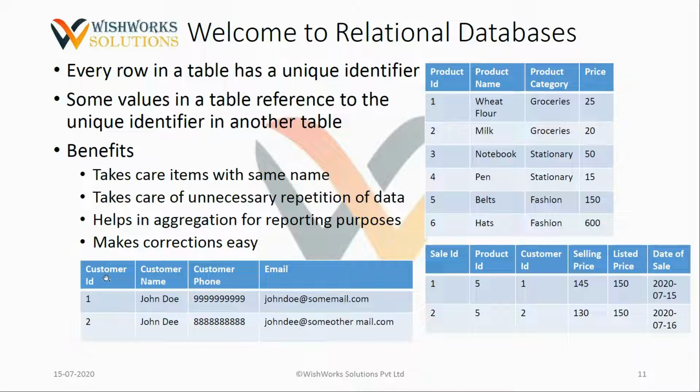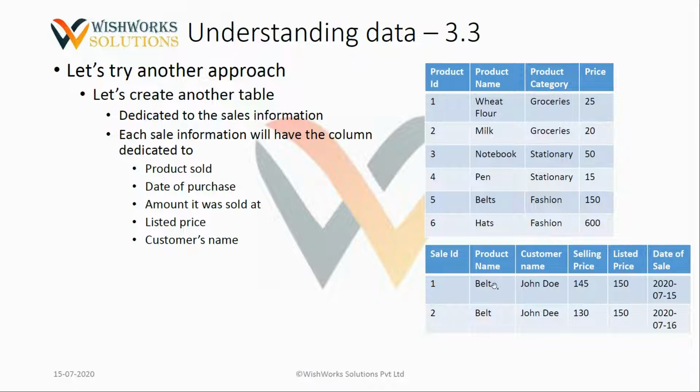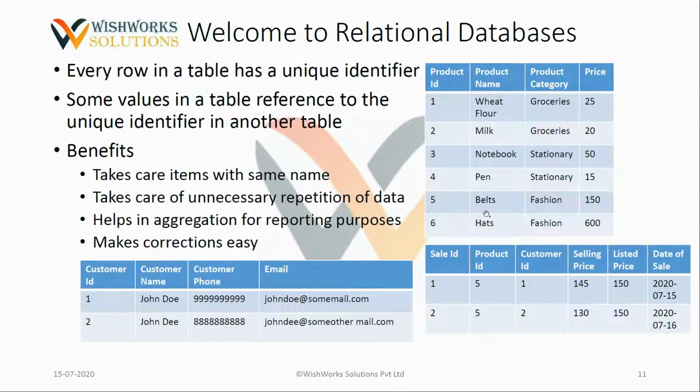Okay. So what are the benefits that you are seeing here? That it takes care of items with the same name. It takes care of unnecessary repetition of data, and it is very useful for aggregation. And say tomorrow I have made an error. I say that, okay, the spelling of pen should be changed to pens, or say belts should be changed to belt. I don't have to change it every time, as in the earlier case where I would have to change the records in every row. What I can do in this case is simply change the spelling here, and it takes care of everything. So this is extremely easy.